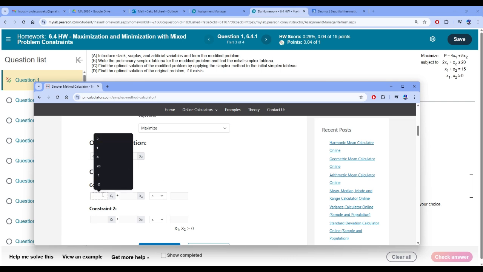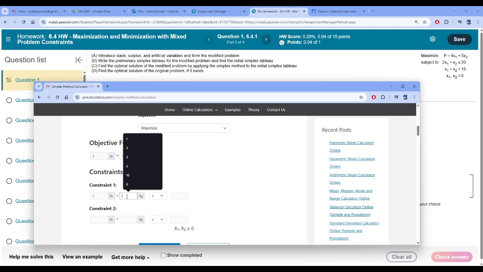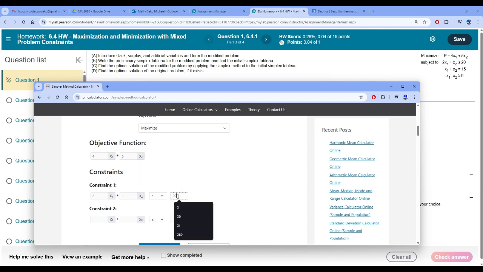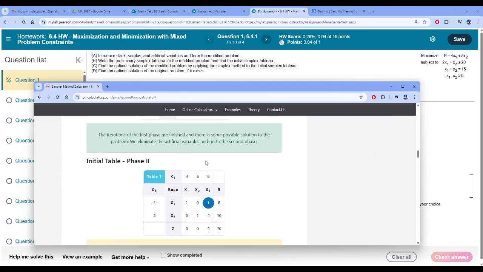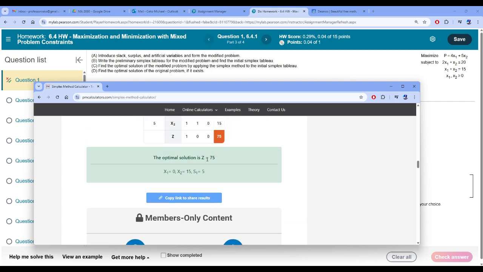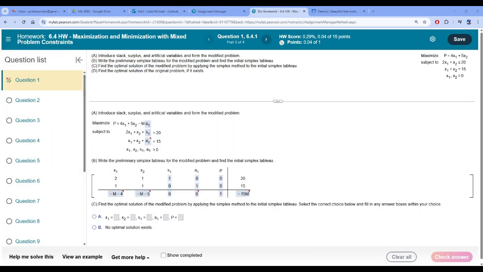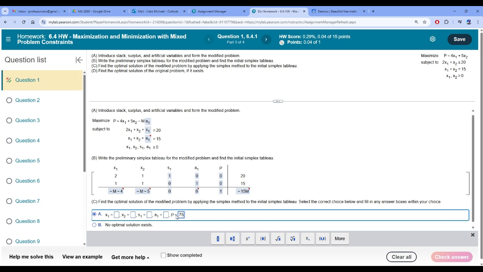My constraints are 2, 1 is less than 20, with this is 1, 1, equals 15. Solve. So my solution is 75 at 0, 15. My profit is 75. X1 is 0. X2 is 15. S1 is 5. What is A1?